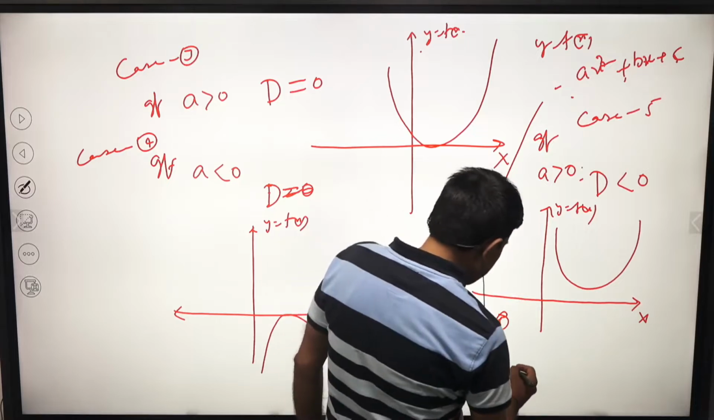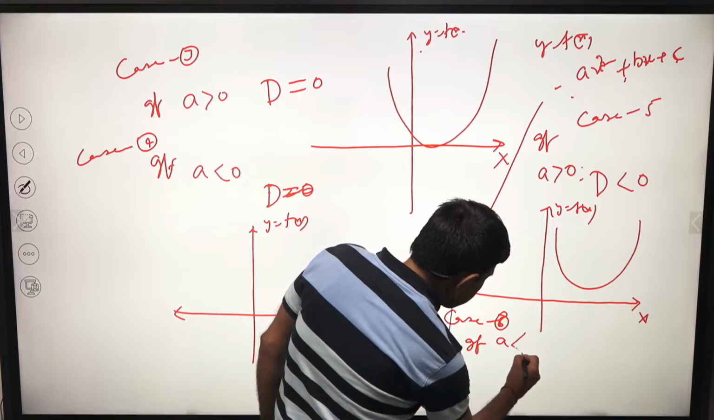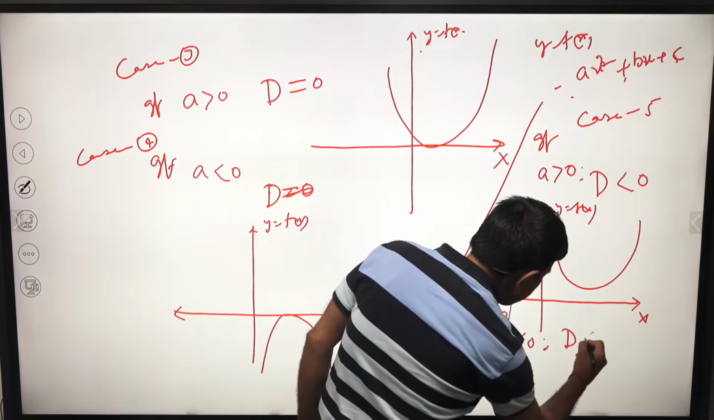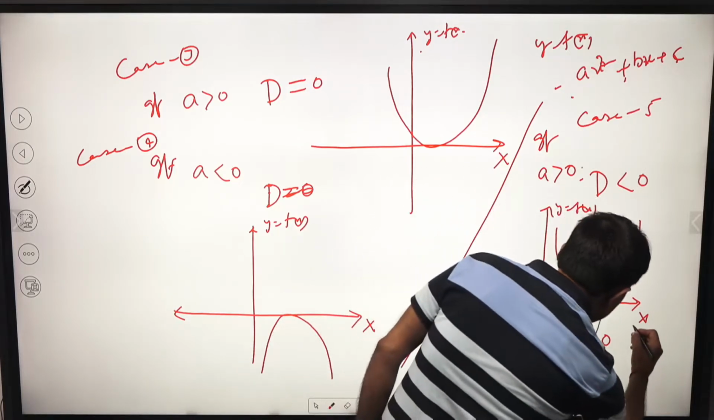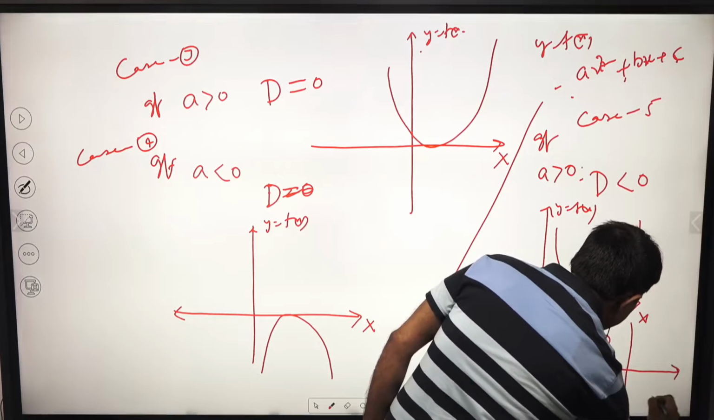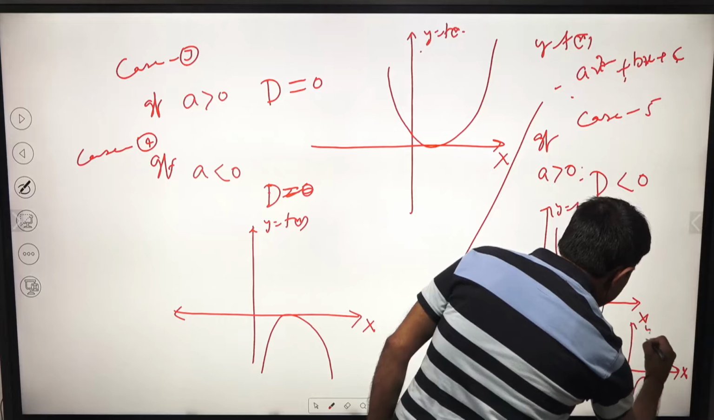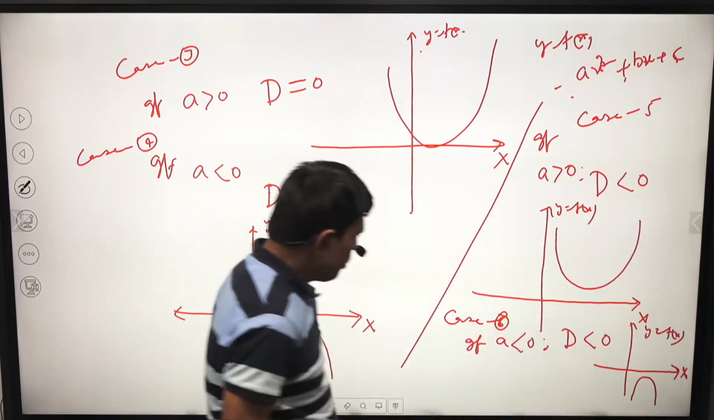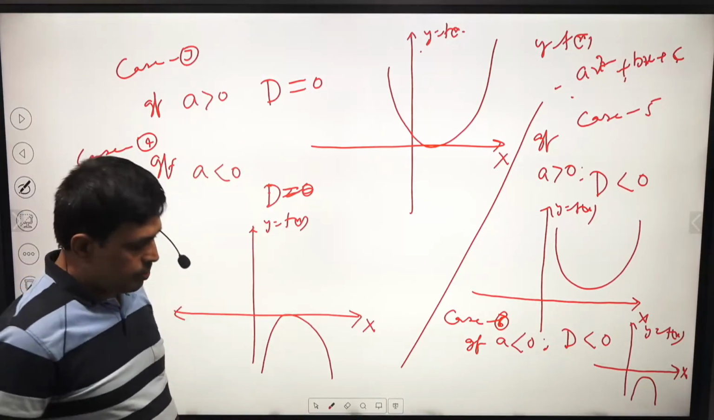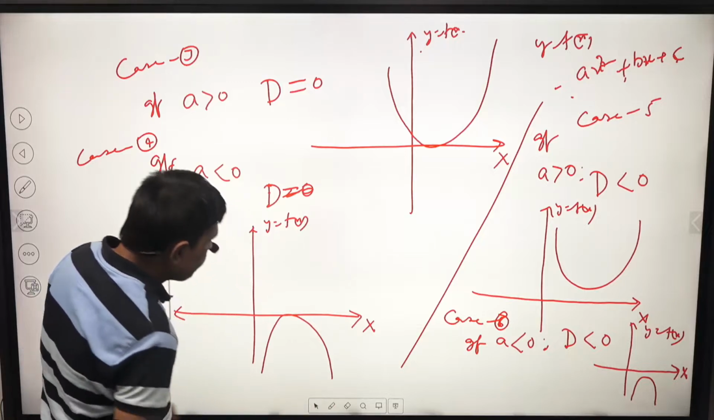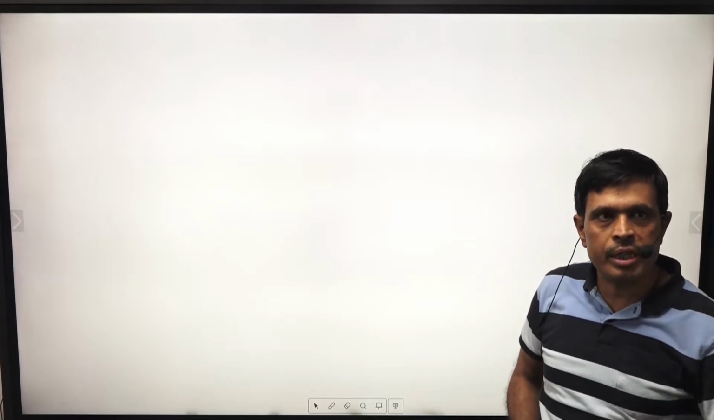Then case 6. If a is less than 0 and D is less than 0, the curve is shown in such a form. This is the x-axis, this is y is equal to f of x. So these are the plots of the quadratic equations. We will see all these concepts through some examples.